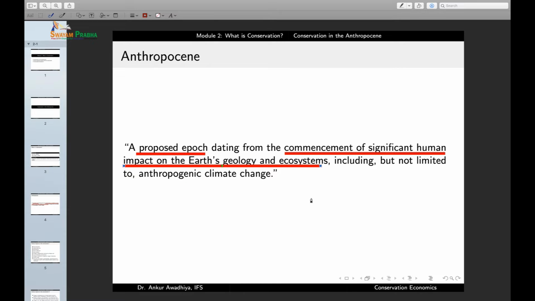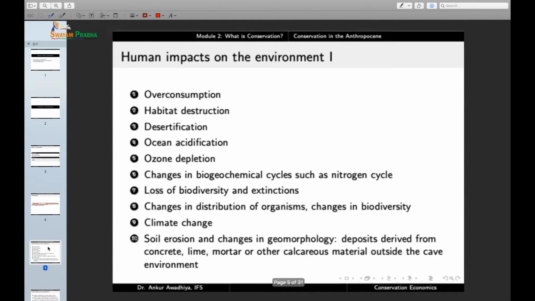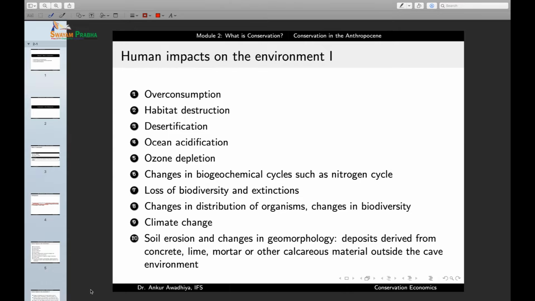So it is a time period, and this time period begins from the beginning of significant human impacts on the Earth's geology and on the Earth's ecosystems. And it includes, but is not limited to, anthropogenic, which means man-made, climate change. So it includes man-made climate change, it includes global warming, but it also includes a number of other things. Now, what are those other things? The first such impact is overconsumption.